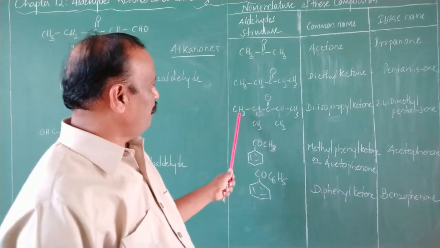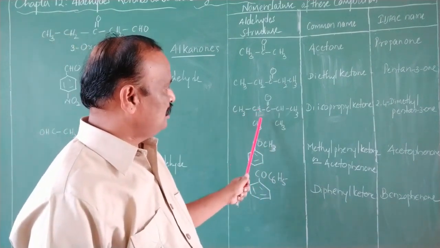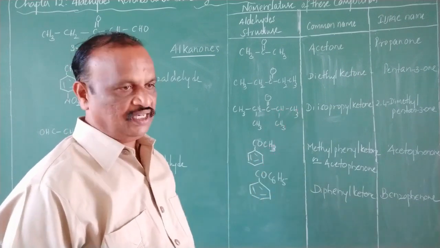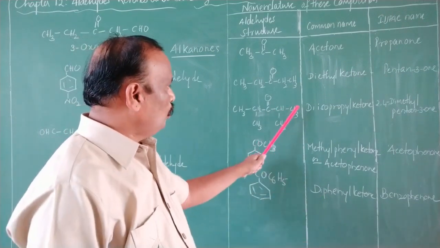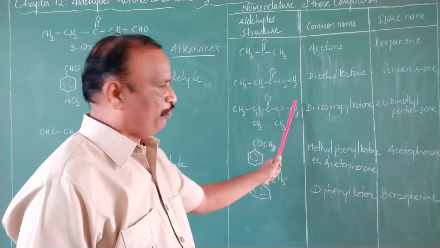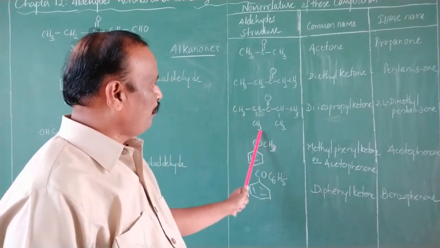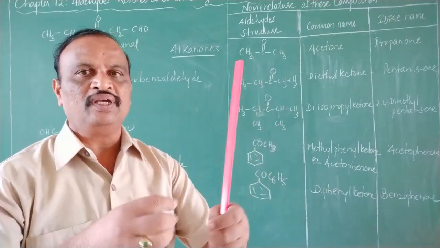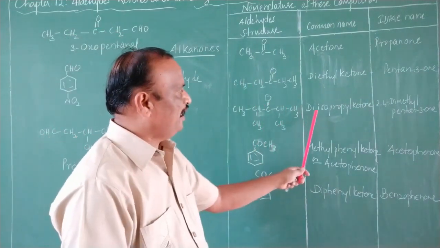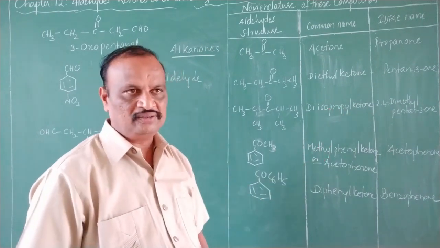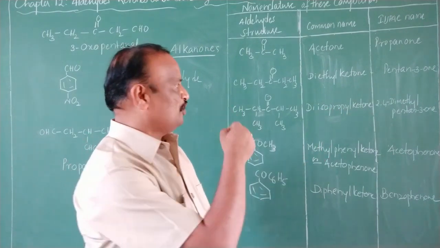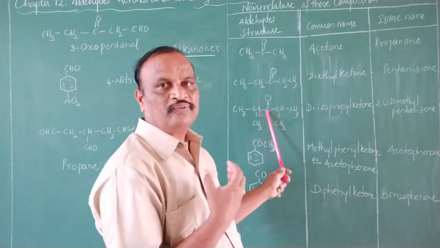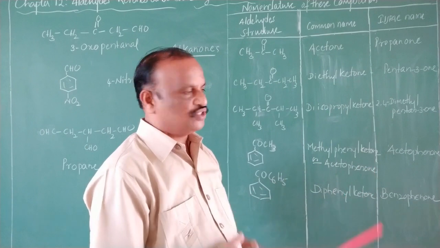Another example you see there: CH3, CH, CH3, C double bond O, CH, CH3, CH3. So this is an isopropyl group, and this is also an isopropyl group linked. Both the isopropyl groups are linked to the carbonyl group. Therefore, two isopropyl groups linked to the ketonic group, diisopropyl ketone it is. That's how it is named in the common system.